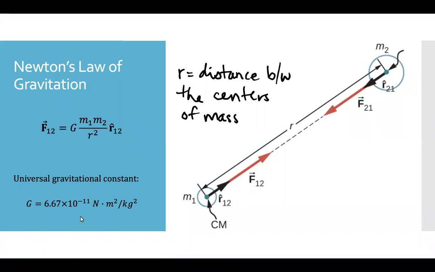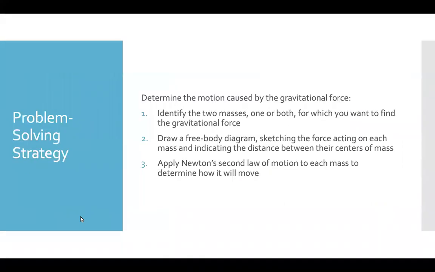Now with that, we want to be able to look at different situations and describe their motion. We can determine the motion caused by gravitational forces by first identifying the two masses for which you want to find the gravitational force. Then draw a free body diagram, and make sure you sketch the forces acting on each mass. Indicate the distance between their centers of mass, so r. Then apply Newton's second law of motion to each mass to determine how it will move.